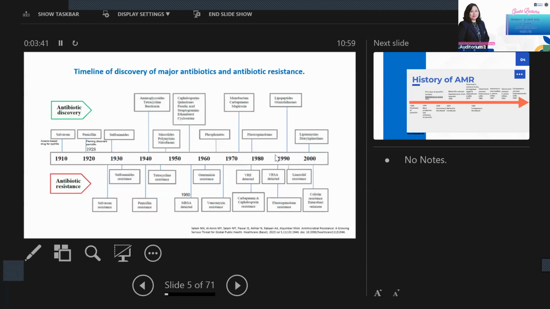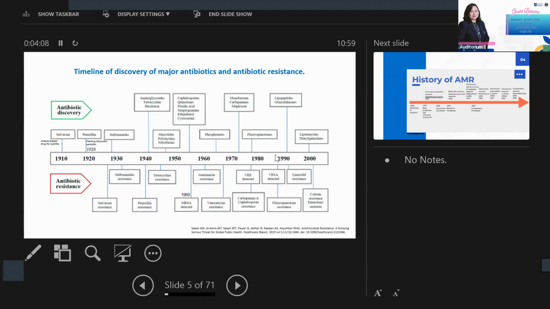And if you look to the timeline, the upper part here is the drug and the year that we discovered it. From salvarsan to penicillin to sulfonamide, and later on, so many drugs.